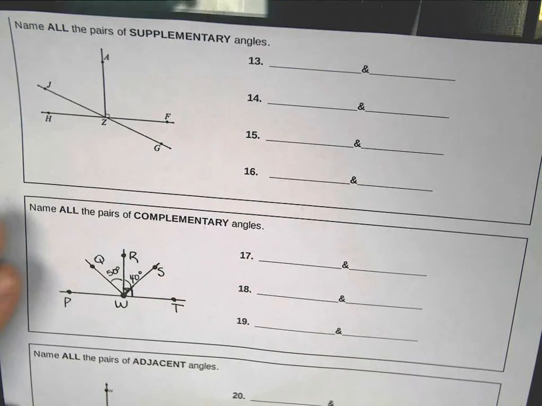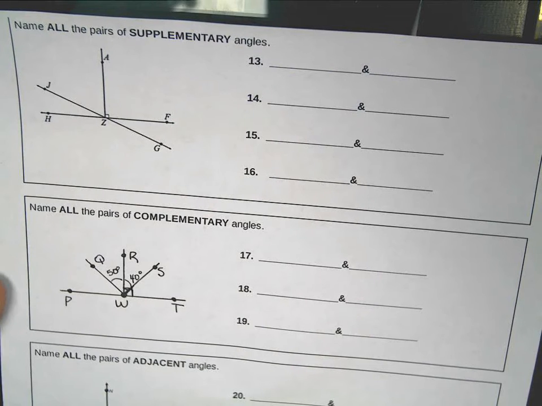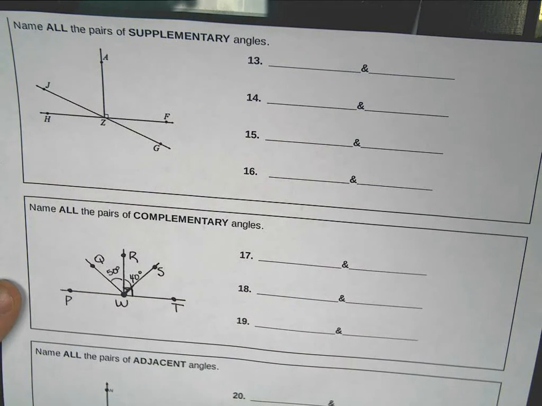And then on our next page, now this says name all the supplementary angles. So you'll want to identify all the different pairs of supplementary angles. I believe there's 4, so you should be able to name all 4.